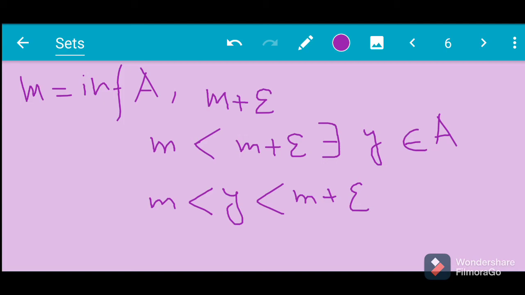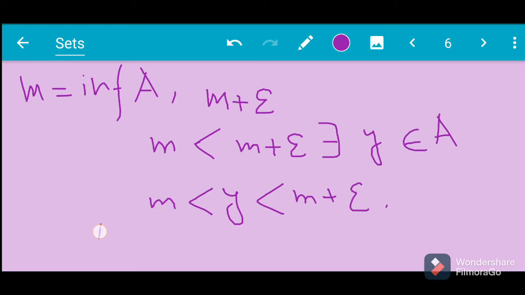I hope that whoever is watching the video knows about bounds of a set. If you don't know, please write in the comment section. I will make a full video on upper bound, lower bound and all these things. So supremum and infimum are nothing but the least upper bound and greatest lower bound respectively.